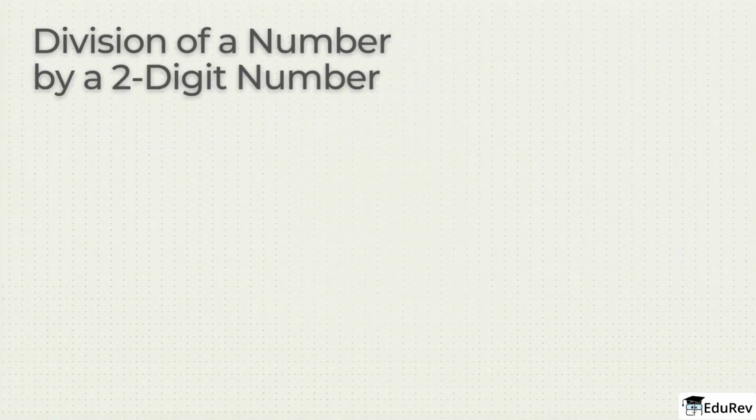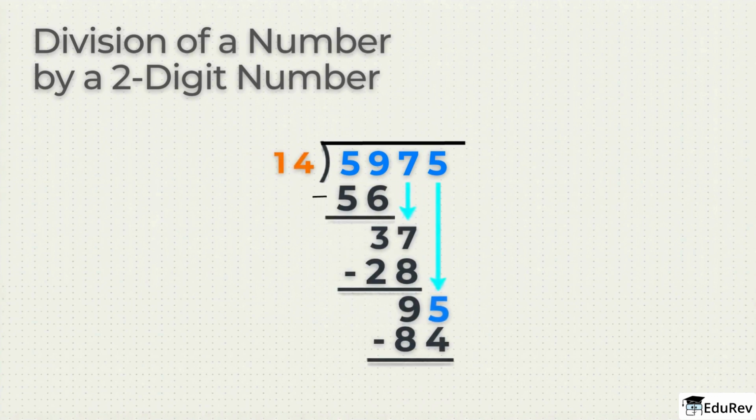Now we move to division by a 2-digit number. Look at 5975 divided by 14. The quotient is 426 and the remainder is 11. This kind of division is a little longer, but the idea is the same. Divide, multiply, subtract, and bring down the next digit.